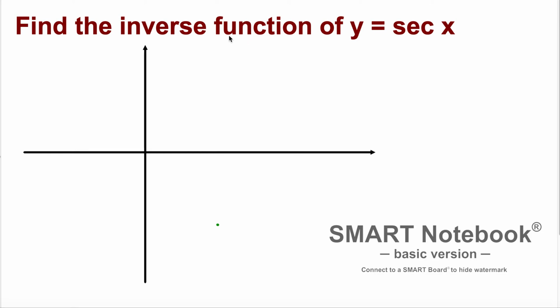is equal with the secant x. So to find the function y is equal with the secant x, to find the inverse function, first of all, let me draw the function. We already know the secant x is a reciprocal function of the cosine. And the cosine x, we already know, has a period of 2 pi.